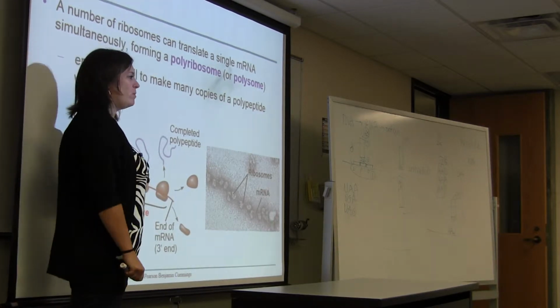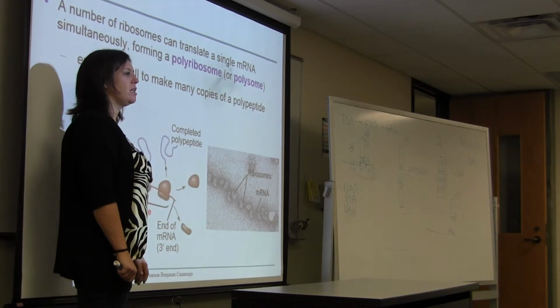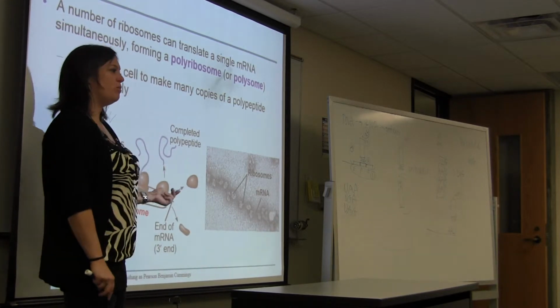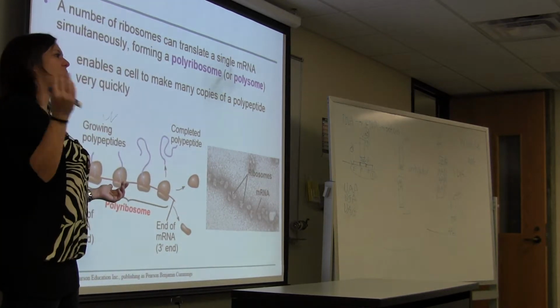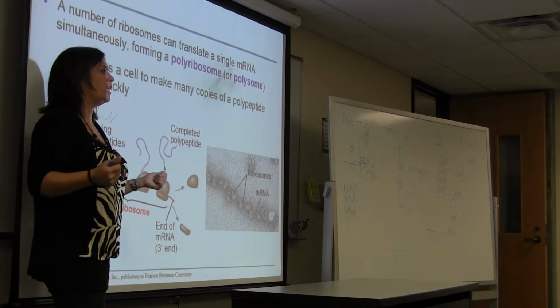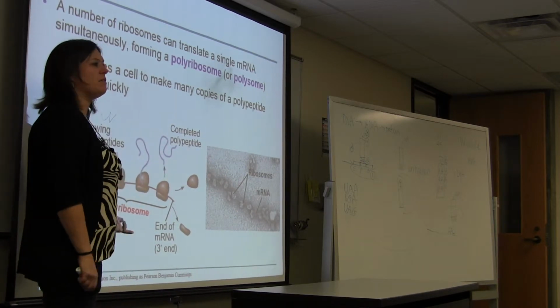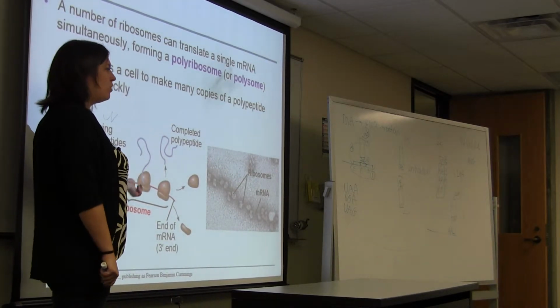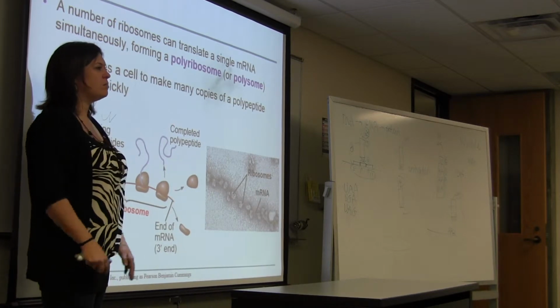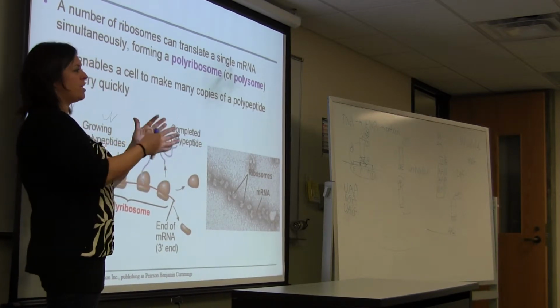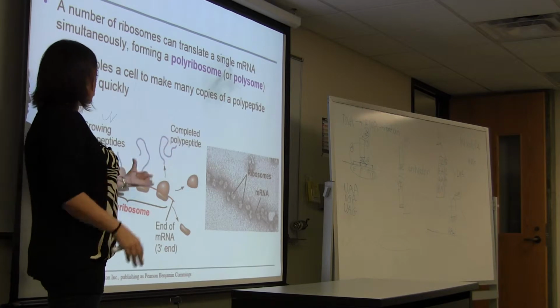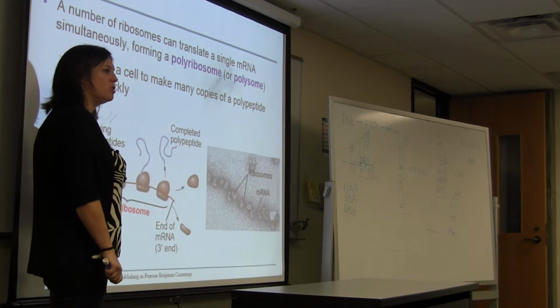And each ribosome is making its own copy of the protein. So this is going to occur whenever you need to have multiple copies of one protein. Now, if you only need one protein, then there's no point of having the polyribosome, right? You only need one ribosome. But a lot of the times, your cell needs to all of a sudden make a whole bunch of something. And so it'll use this polyribosome to do that.